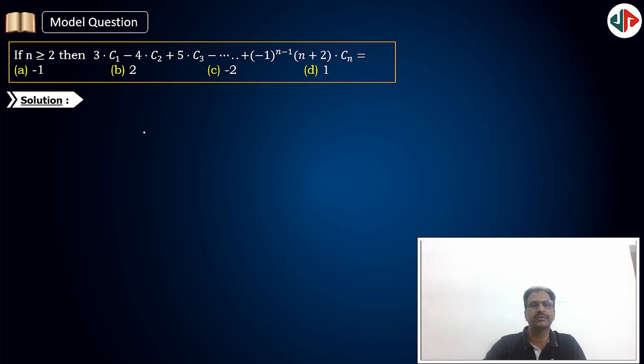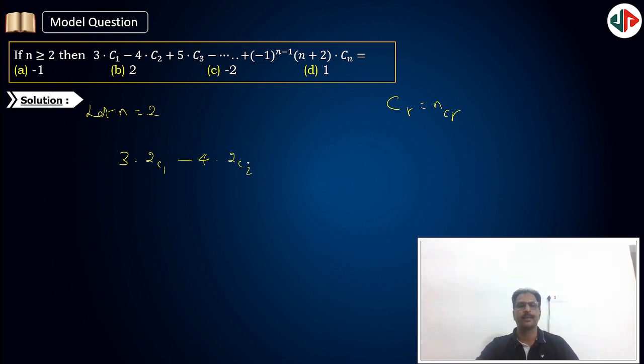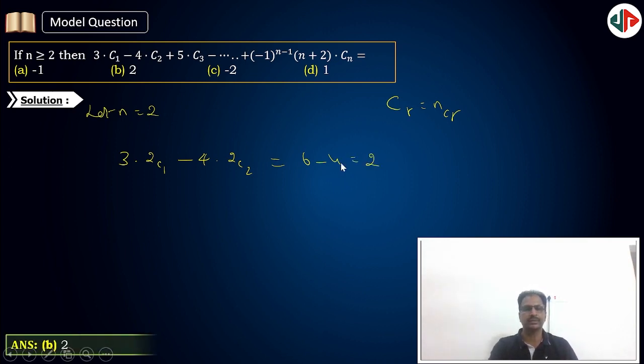Next, if n is greater than or equal to 2, then the value of 3 into C1. See, Cr means nCr. Okay. Given that n is greater than or equal to 2, I am taking n is equal to 2. Then the given expression becomes 3 into capital C1, meaning 2C1, minus 4 into 2C2. The next term will be 5 into 2C3, which has no meaning at all. So the given expression becomes this one, n is equal to 2. Simplify this, 3 into 2, 6. So I got option B as the correct answer.